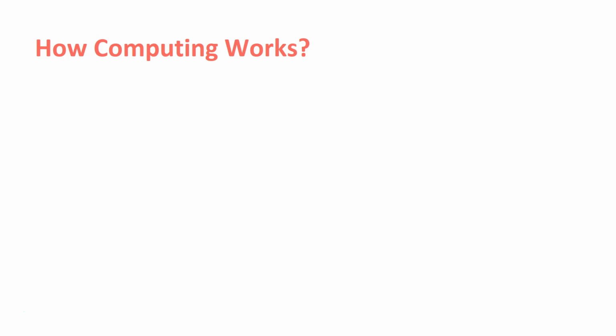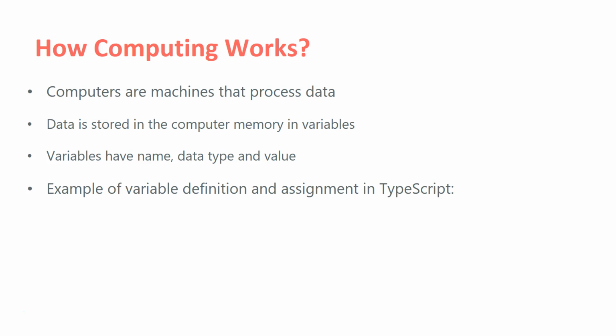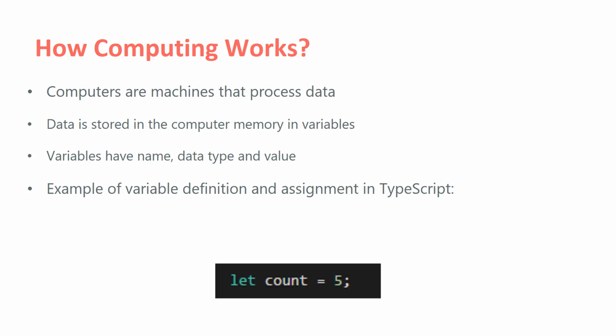How is computing working here? Computers are machines that process data. So data is stored in the computer's memory in variables, and each variable has a name, data type, and value. Here is an example of variable definition and assignment in TypeScript. I'm saying let, and with that keyword we're defining the variable. After that the name of my variable, count, and then I give it the value 5. So let count equals 5, and with this I create a variable with the name count and the value 5.